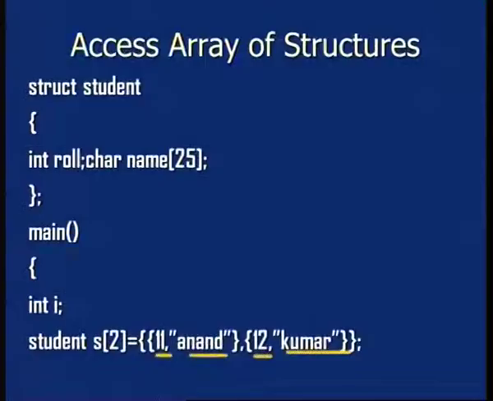That means it will have 2 index values, 0 and 1. So, this 11 and Anand is for the index 0, this 12 and Kumar is for the index 1. So, this is an array variable.